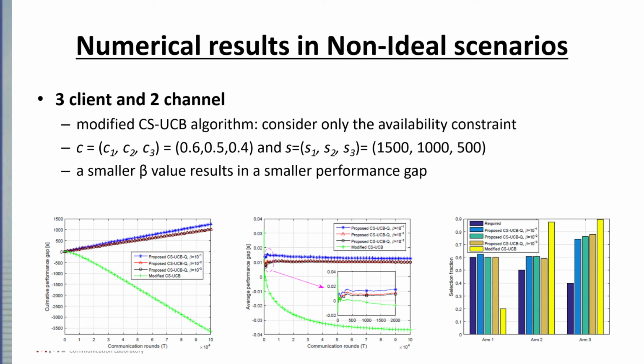Without the limitation of fairness, the modified CS-UGB algorithm tends to choose the first clients to participate in the FL process. So this can achieve the smallest performance gap, which is even negative. In addition, different beta values are considered, and these beta values make the proposed CS-UGB Q algorithm meet the fairness constraint. The proposed CS-UGB Q algorithm with a smaller beta value is more attractive as it achieves better performance while satisfying the fairness constraint.